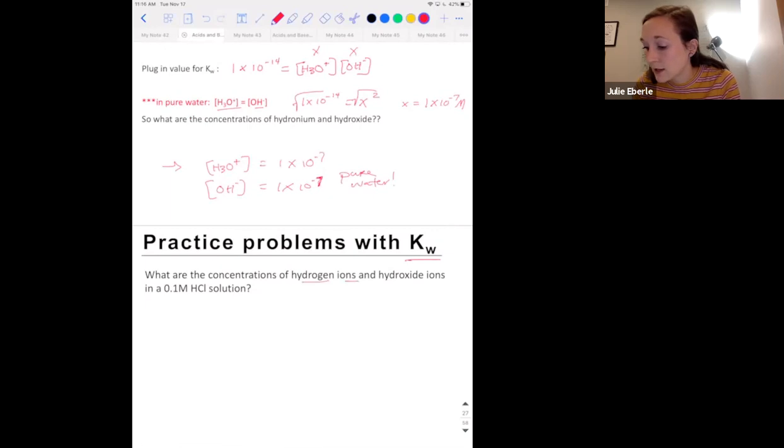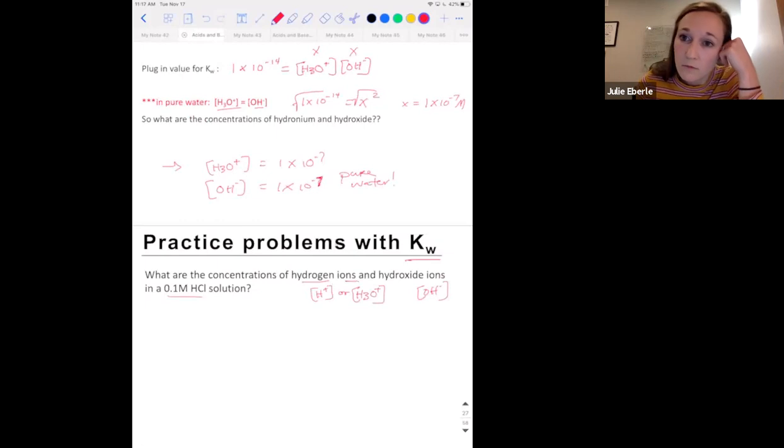Okay. So hydrogen ions, remember, this is like saying H plus, that's a hydrogen ion, which is the same as H3O plus. And hydroxide, which is just the OH minus. So what are the concentrations of these things if we have a 0.1 molar solution of hydrochloric acid? Well, how in the world do we find this out?